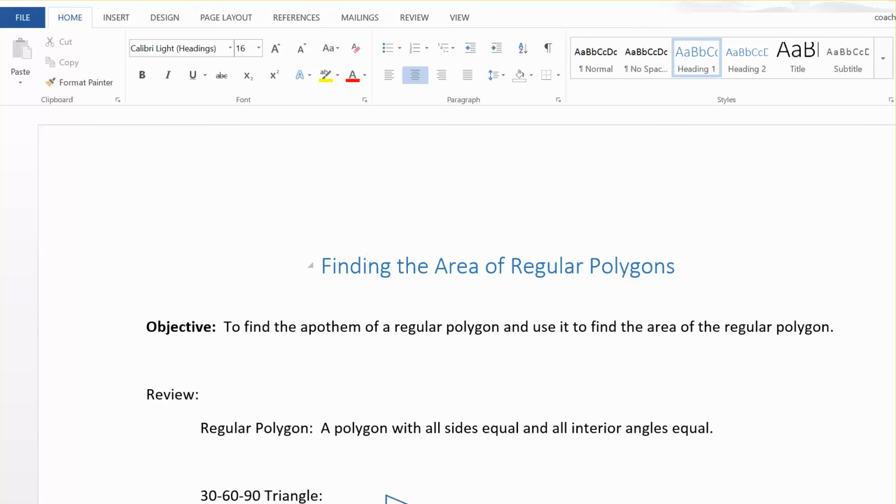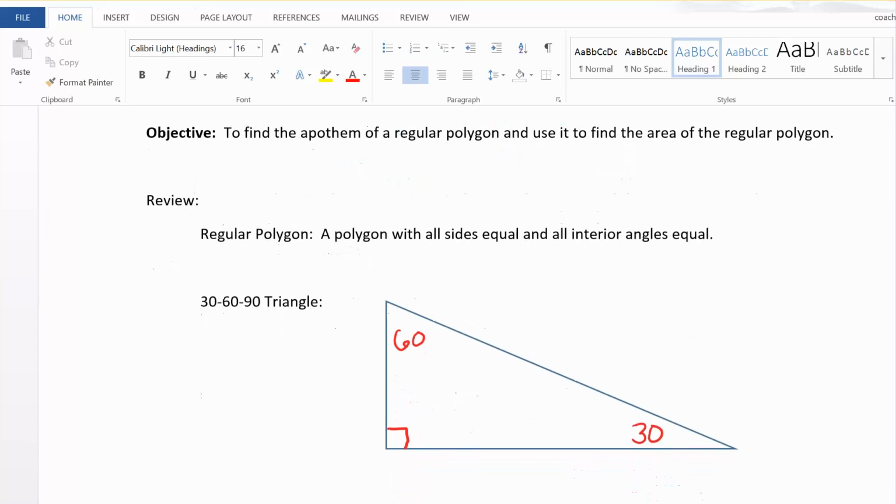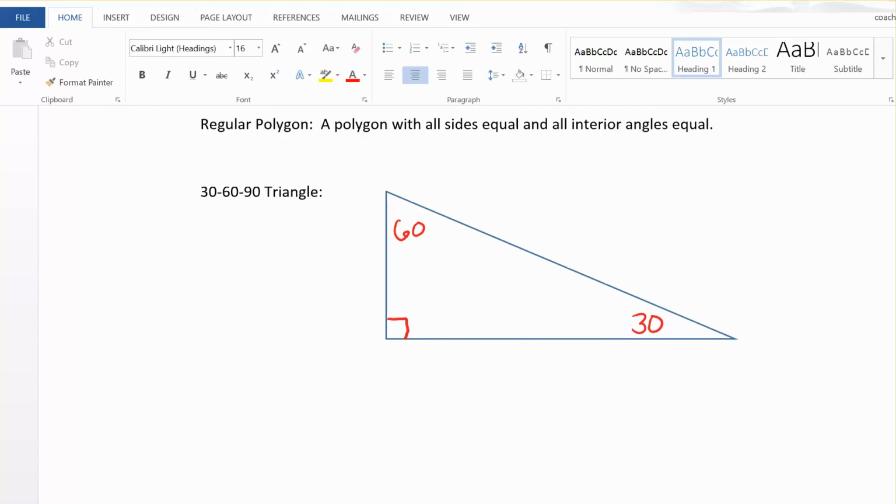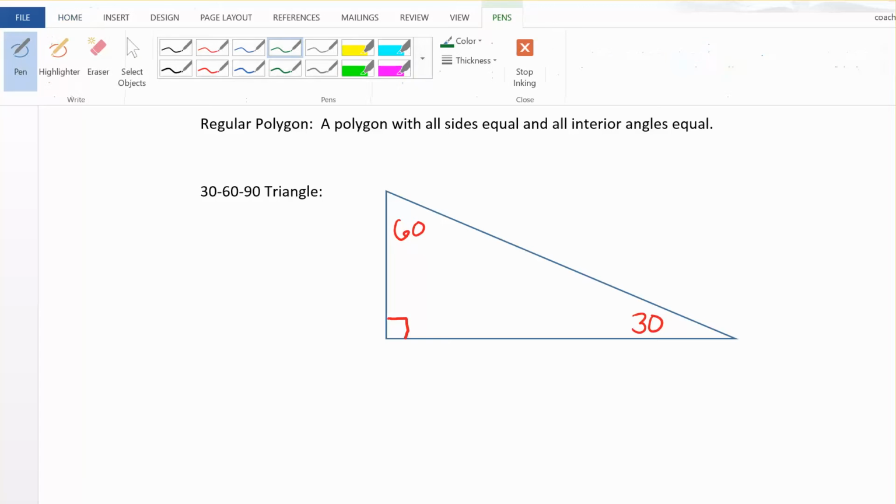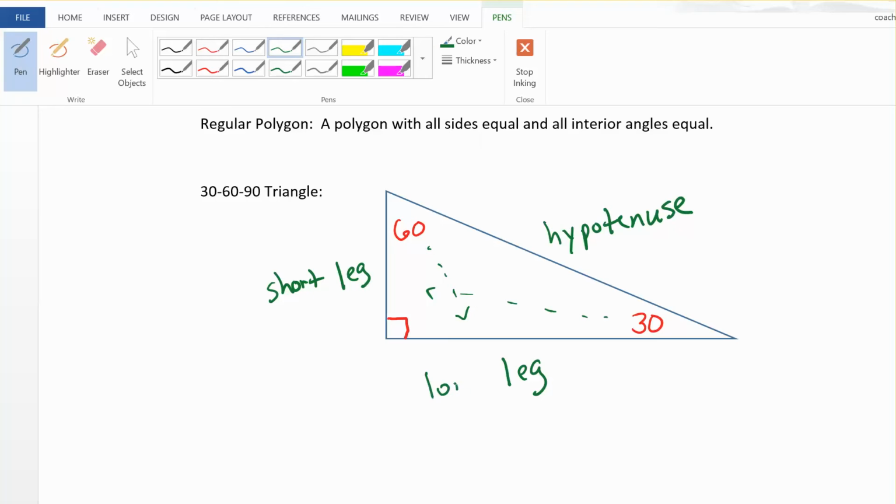The next review thing we want to look at is a 30, 60, 90 triangle. We're going to see those quite a bit today, so we want to take a second to review the relationships those sides have. Remember, in a 30, 60, 90 triangle, we still have 2 legs of the triangle, and then the hypotenuse. The leg opposite the 30 degree angle we called the short leg, and the one opposite the 60 degrees we called the long leg.